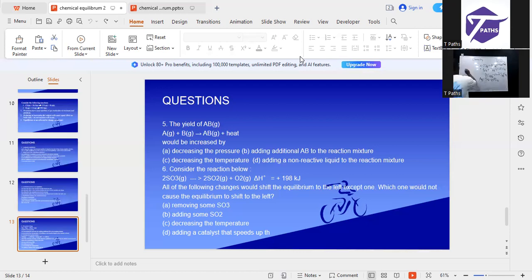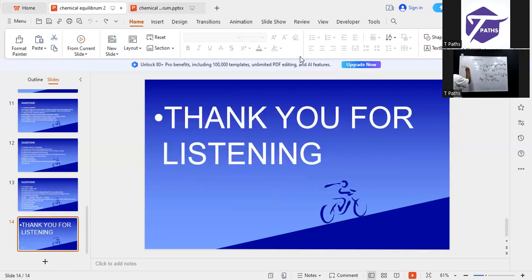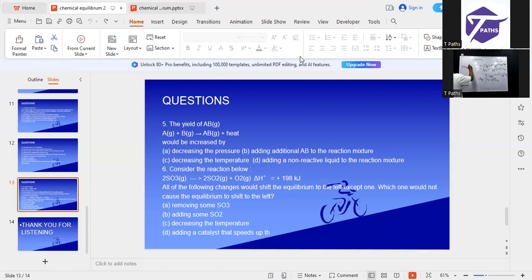Two SO3 gas. Now, this is a very good question. Two SO3 gas giving us, sorry, two SO2 gas plus O2 gas. They're given that the delta H is equals to what? Plus 198 kilojoules. Plus 198 kilojoules. All of the following changes would shift the equilibrium to the left. All of the following would shift the equilibrium to the left, except one. Which one would not cause the equilibrium to shift to the left?